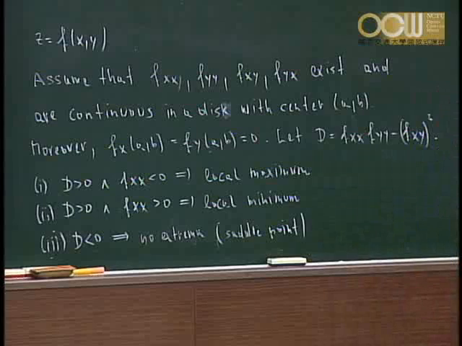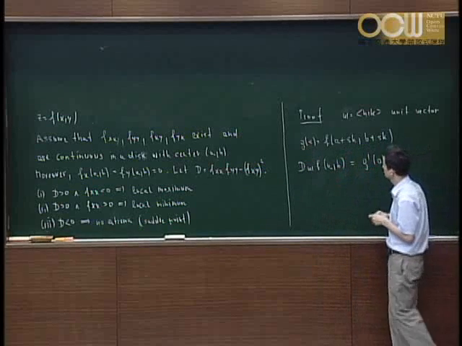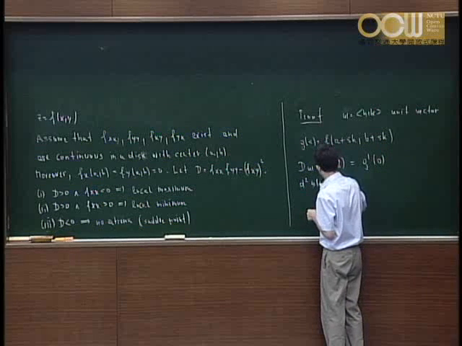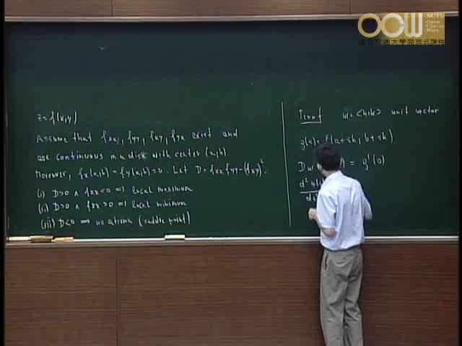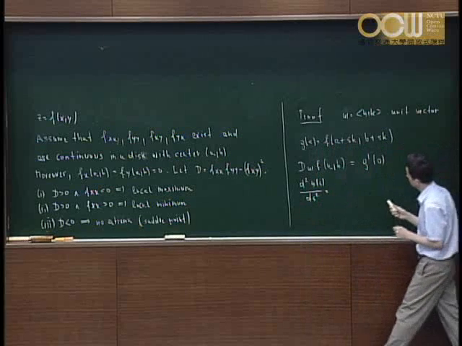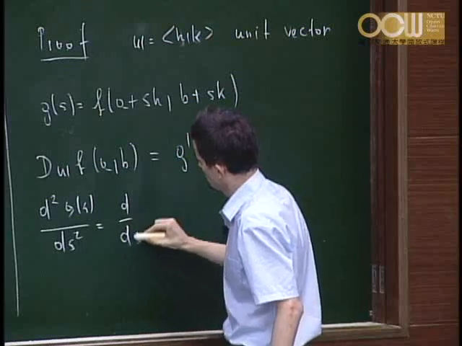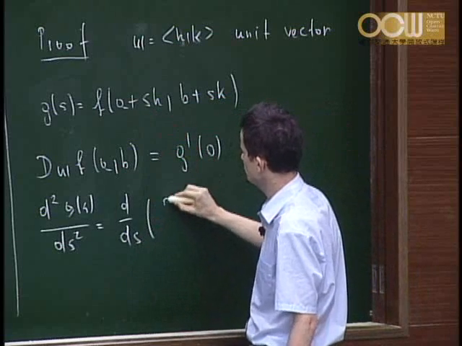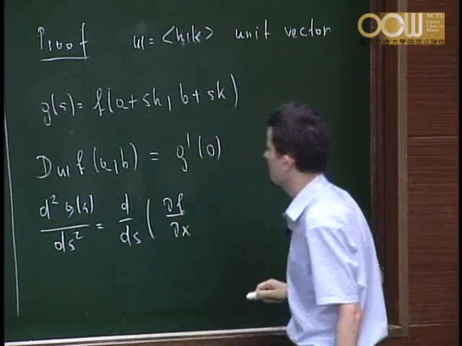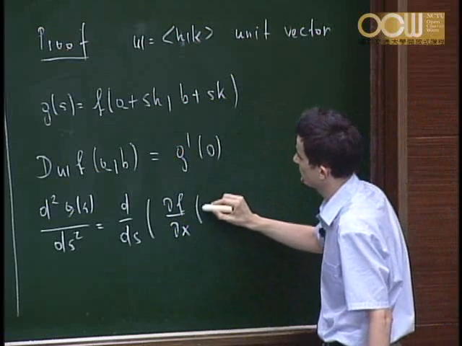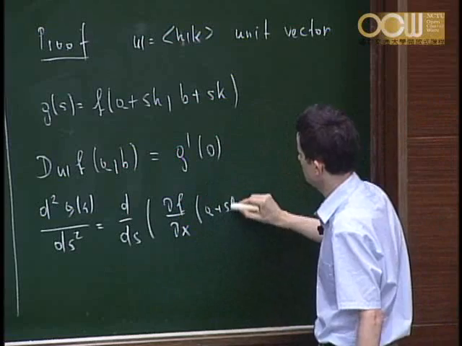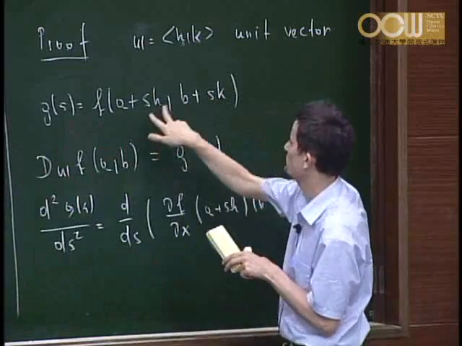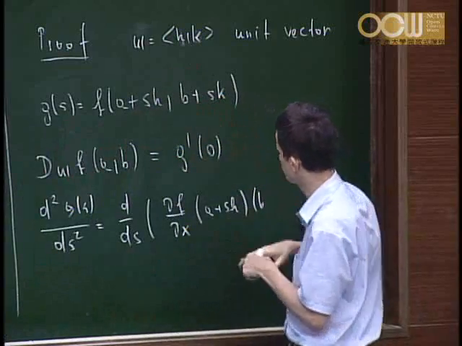So what we have to look at is the second derivative of this function. We compute the second derivative with respect to s, of course. Now for this we have to use the chain rule. So we have the first derivative of this function here, the derivative with respect to s, which we can easily compute with the chain rule. So first the partial derivative of f with respect to x, and then we plug in a plus sh, b plus sk. I don't write what I plug in, because anyway I always plug in this expression here.